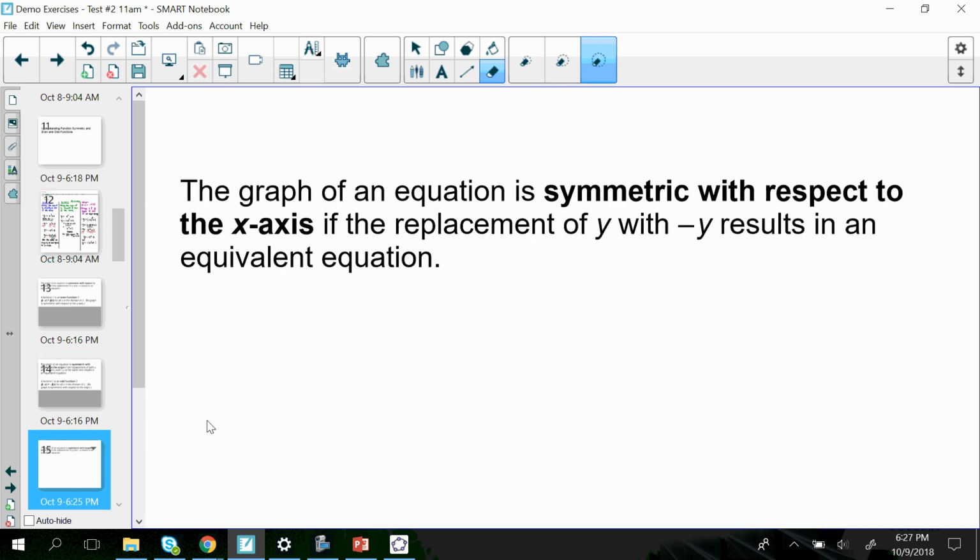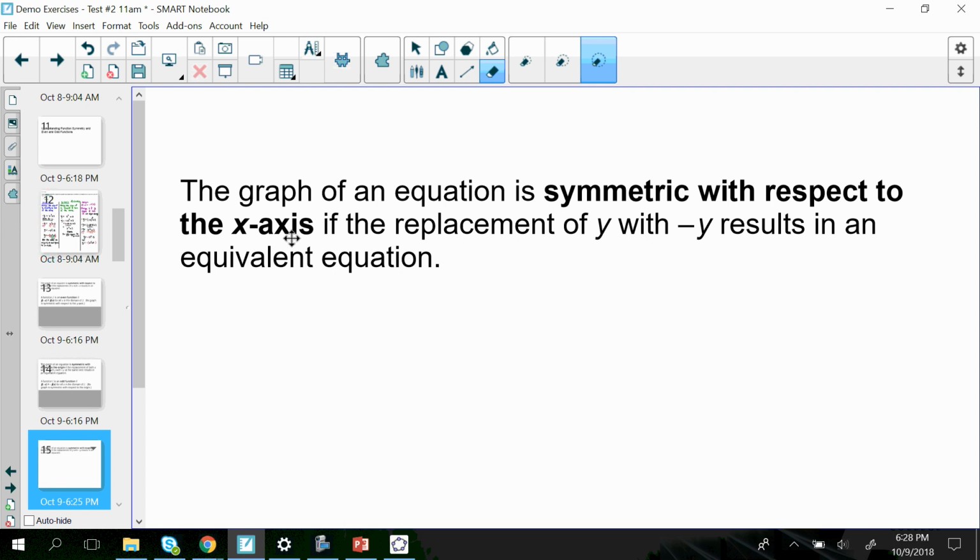Then we have an equation which would be symmetric to the x-axis, and the test is that if you replace y with negative y, it results in an equivalent equation. So what this means is that the sign of the y gets changed, but the sign of the x will stay the same. And when we have x-axis symmetry, it actually is not a function.